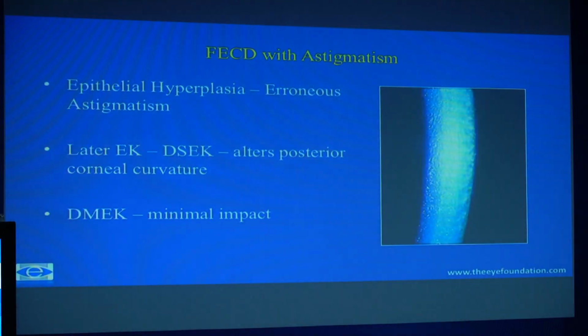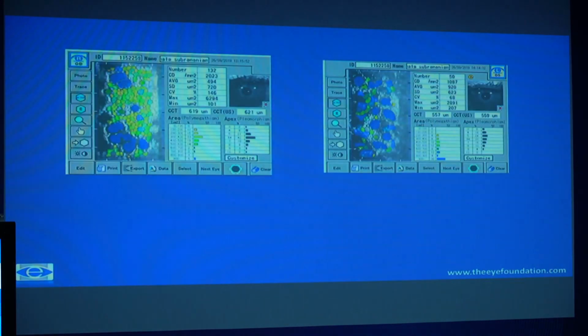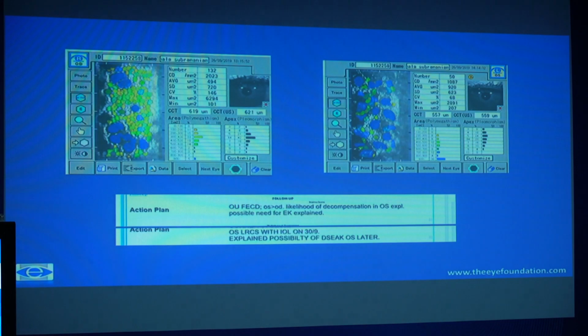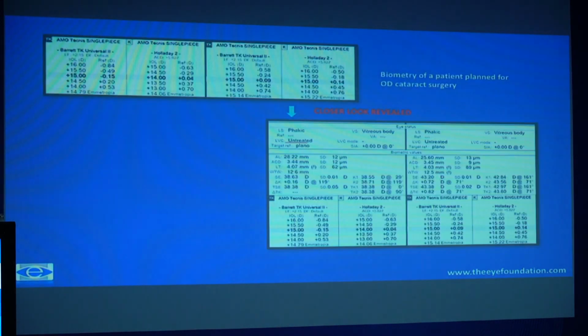With Fuchs dystrophy, again, you may have to combine with a DSEK or a DMEK. With DSEK, it alters the posterior curvature, so you would have to add 1.25, 1.5 diopters to the power. With DMEK, of course, the impact is quite minimal, and you can go ahead with the same surgery. Again, in early Fuchs dystrophy, you may have slight epithelial edema, which may alter the K readings and make the repeatability of the K readings quite poor.